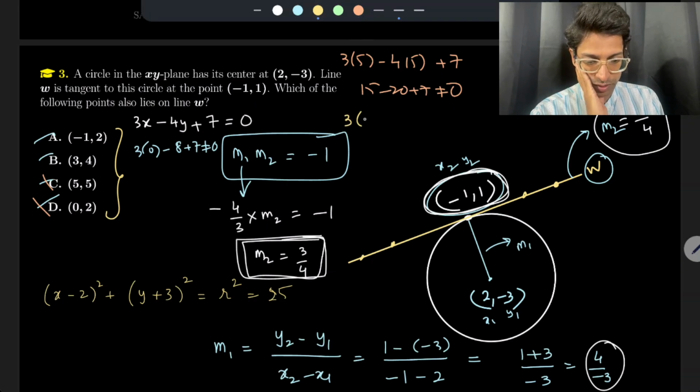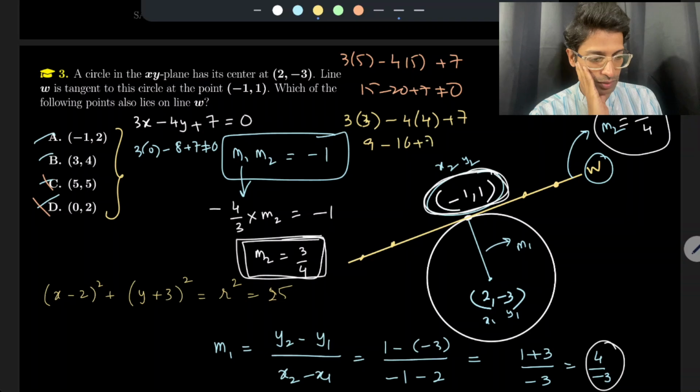3 times 3 minus 4 times 4 plus 7. 3 3s are 9, 4 4s are 16, plus 7. 9 plus 7 is 16. 16 minus 16 equals 0.